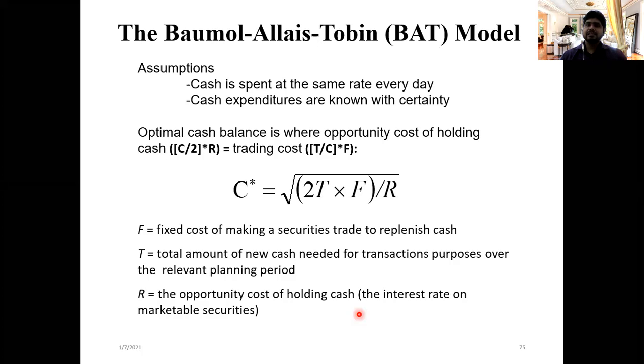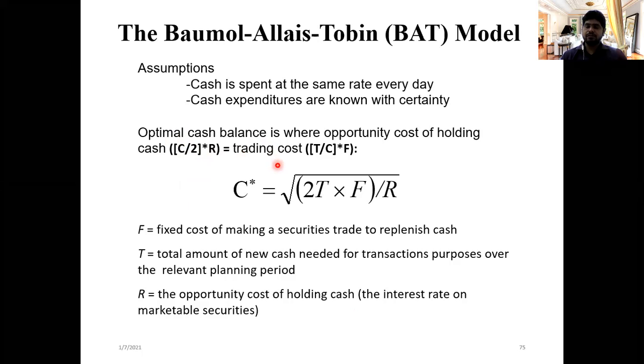So that is what we consider as the opportunity cost of holding cash. How do we calculate the cost of holding? The optimum amount of cash divided by 2 gives the average cash balance, and we multiply it by the rate of interest in the bank, or the rate of return on those securities. And then there is the trading cost.